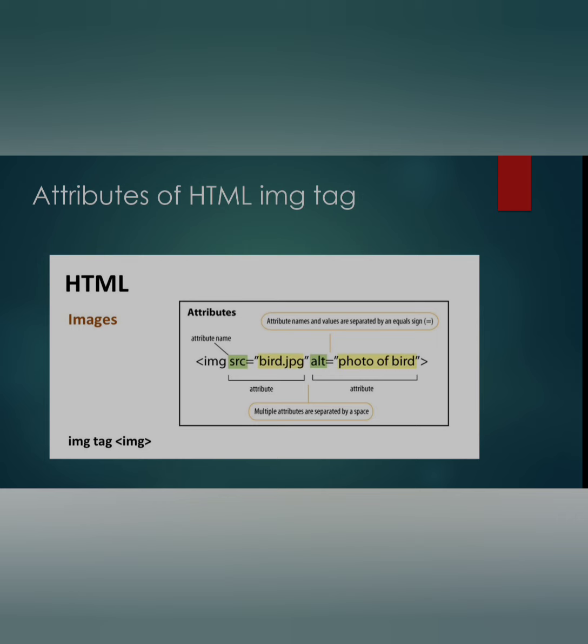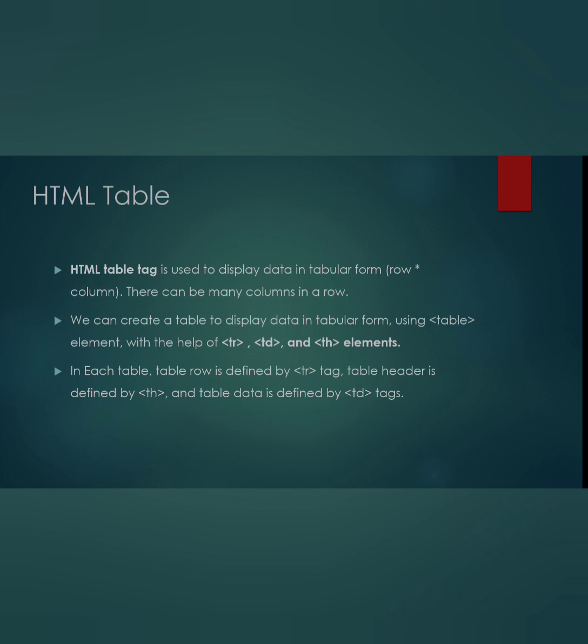img is defined by the image, src means source equal to bird dot image. Alt means photo of the bird. These are the two attributes we are going to use in the image tag. So multiple attributes are separated by a space.